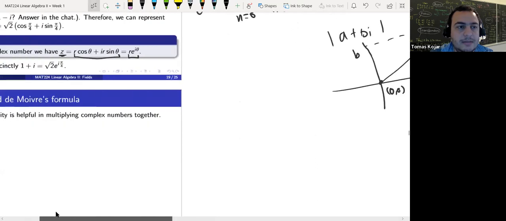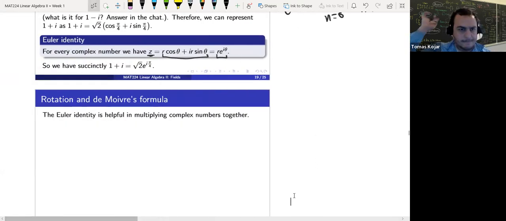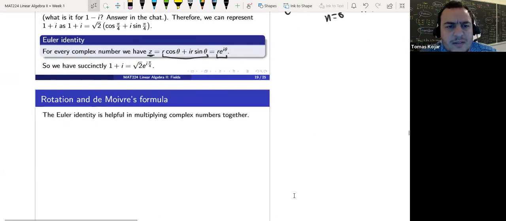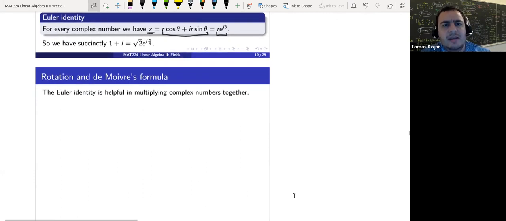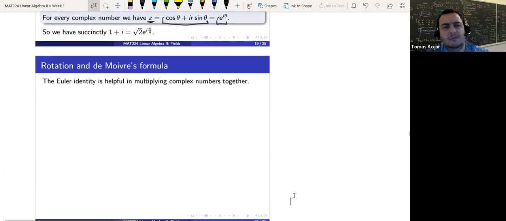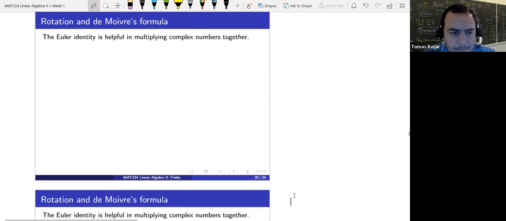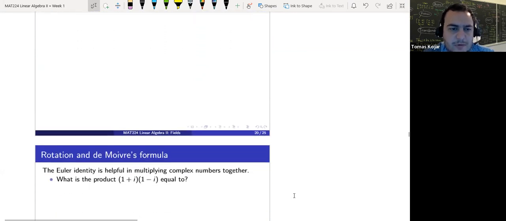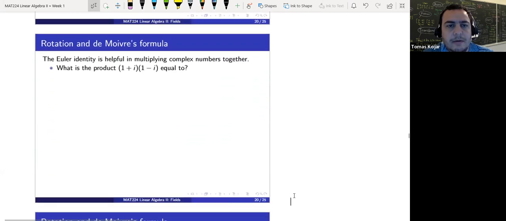All right, so we're not gonna do too much complex numbers because we only need them for matrices. So we're not gonna go very deep, but De Moivre is done in your textbook, so I should talk about it a little bit.